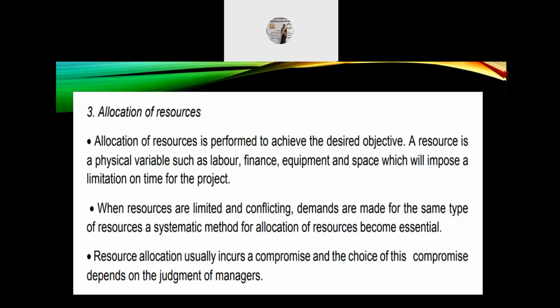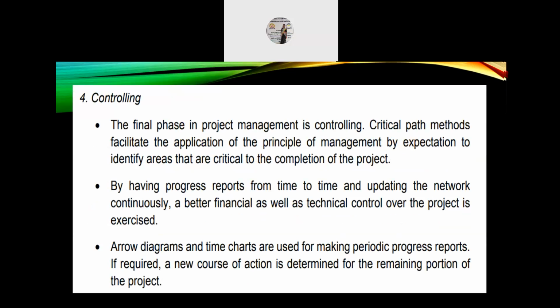Three, allocation of resources. Allocation of resources is performed to achieve the desired objective. A resource is a physical variable such as labor, finance, equipment, and space which will impose limitations on the time of the project. When resources are limited and conflicting with each other, demands are made for the same type of resources, and a systematic method for allocation of resources becomes essential. Resource allocation usually incurs a compromise, and the choice of this compromise depends on the judgment of the managers.